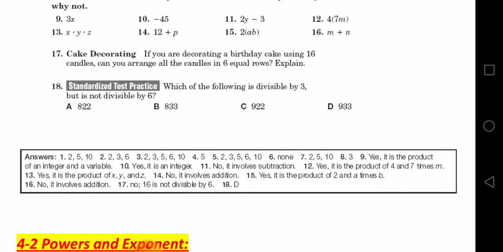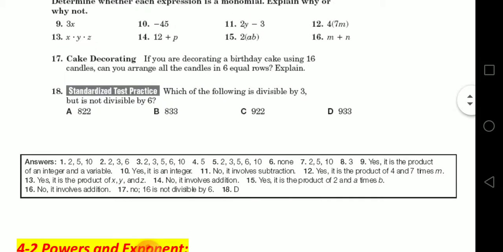Okay, guys, let's look at this cake decorating problem. If you are decorating a birthday cake using 16 candles, can you arrange the candles in 6 equal rows? So, what will I do? What do you think, guys? I will divide 16 by 6, so it gives you a remainder.